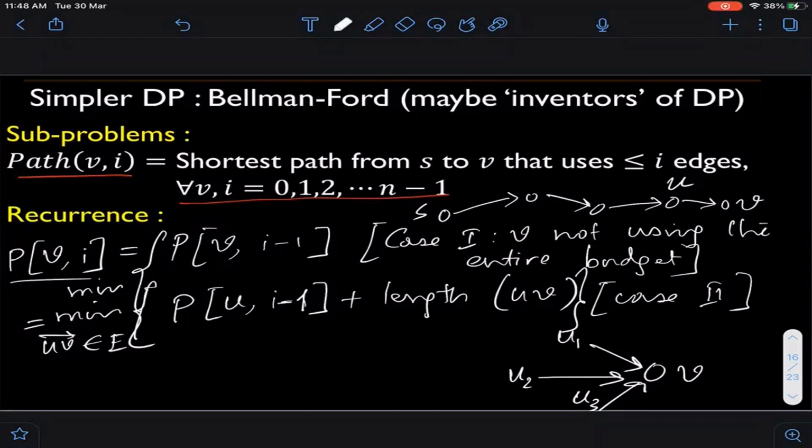Okay. So Kevin is asking, why do we explicitly need P V I minus 1 since we are saying less than or equal to I? Kevin, do you mean the first case? No, Kevin, but when you write a recurrence, you have to write a smaller subproblem here. Otherwise how will it work? What will you write? P V I is equal to P V I.